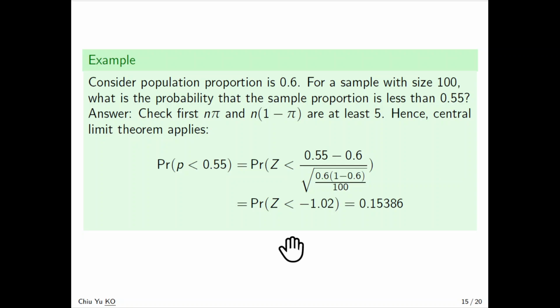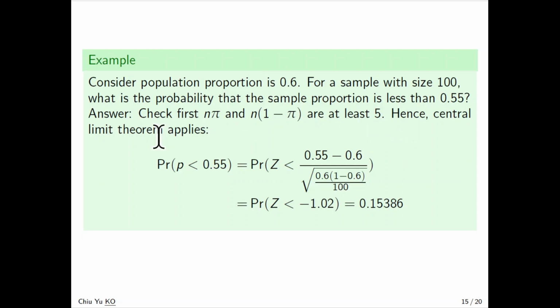So consider a population proportion of 0.6, with sample size 100. The question asked is, what's the probability that the sample proportion is less than 0.55? So what you do is first check that n times pi and n times 1 minus pi are at least 5. So n is 100, 100 times 0.6 is 60, and 100 times 0.4 is 40, so both are bigger than 5, so it's fine.